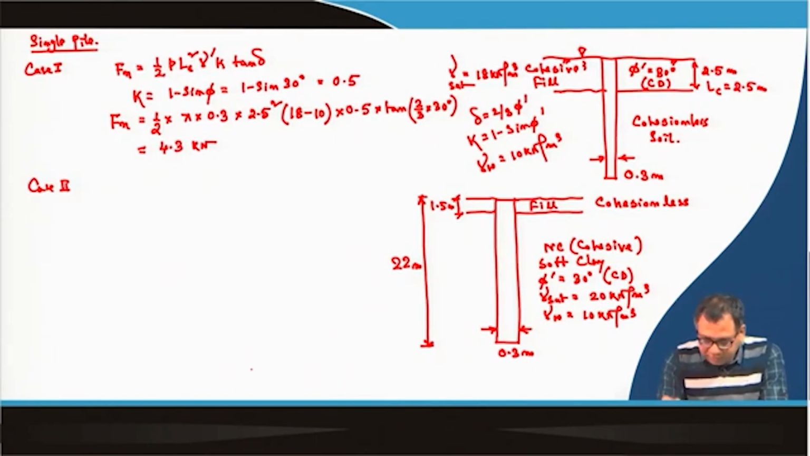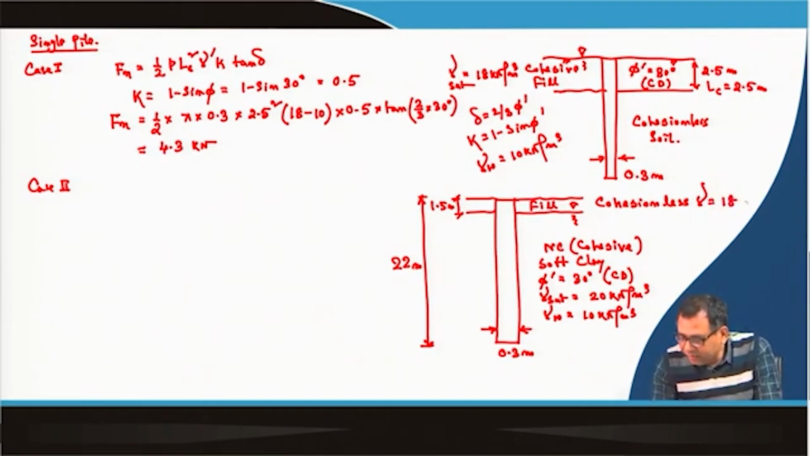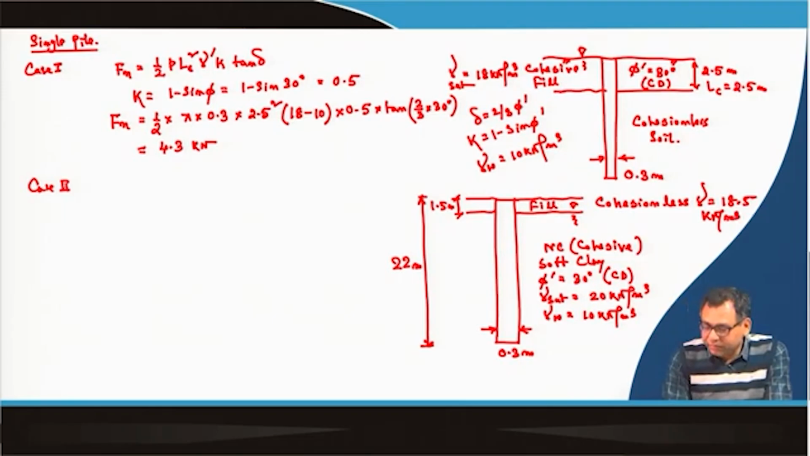Okay. So, we have to determine the negative skin friction for two cases. One case is floating pile, another case is point bearing pile. Water table is at the fill base level. Okay. So, unit weight of the fill is 18.5 kilonewton per meter cube, unit weight of this fill.